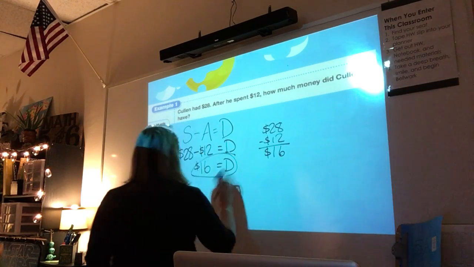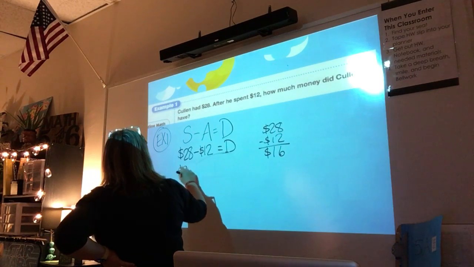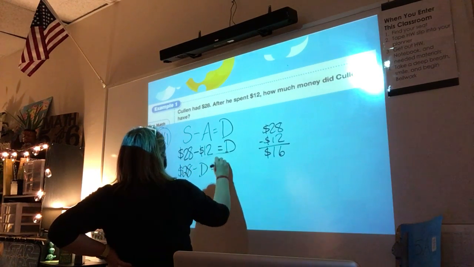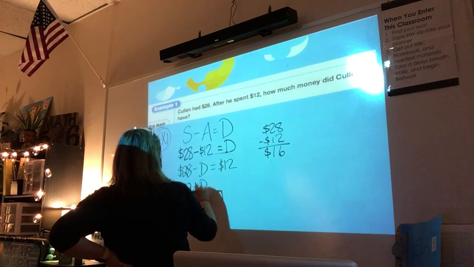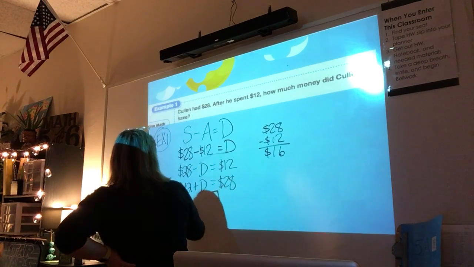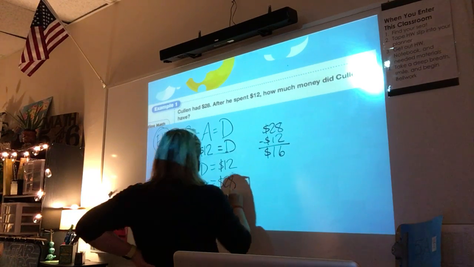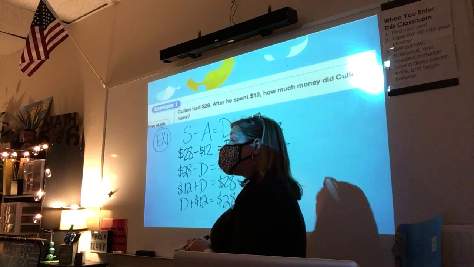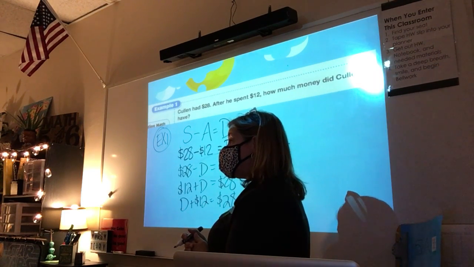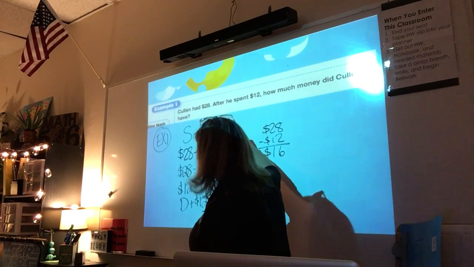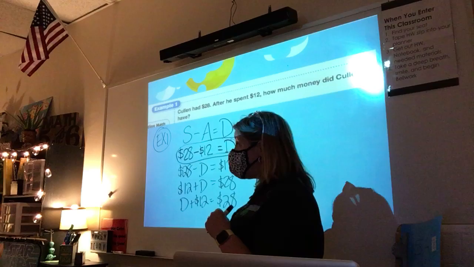So let me show you the other members of this fact family. We could do 28 minus D equals $12. We could do $12 plus D equals $28. We could do D plus $12 equals $28. Only one of these has the unknown alone. Which one has the unknown alone? Yes. So see, that's what they gave to us. And that's what we want to do. We always want to get the unknown alone.